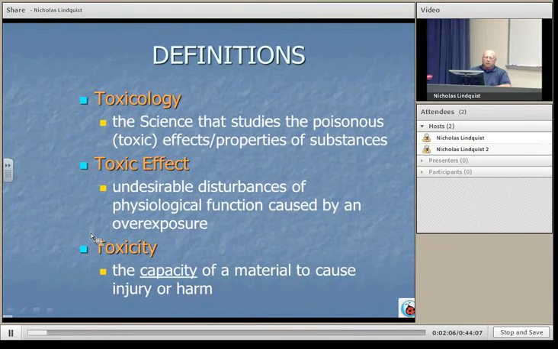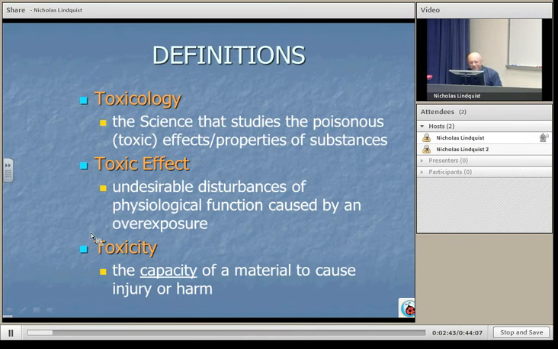In the field of toxicology, the definitions that we utilize are, first of all, toxicology is the science that basically studies the effects of certain chemicals or substances on the human body. When we talk about toxic effect, it is an undesirable impact on the physiological system that could cause an adverse impact on that organ, and those effects usually result from an overexposure to the chemical or substance.